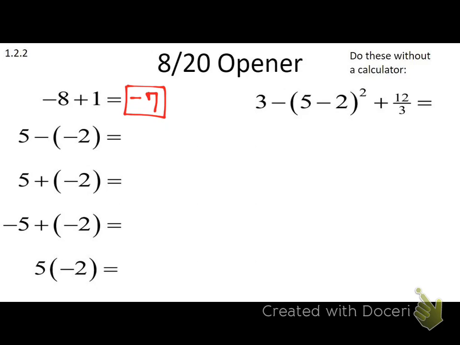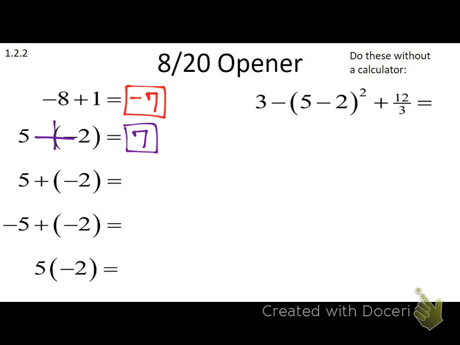This next one, we have 5 minus -2. What do you do when you have two negative signs touching? Those two negative signs change into an addition sign. So when two negative signs are touching like that, you change it to an addition sign. So all we have to do here is 5 plus 2, which equals what, Josh? 7.